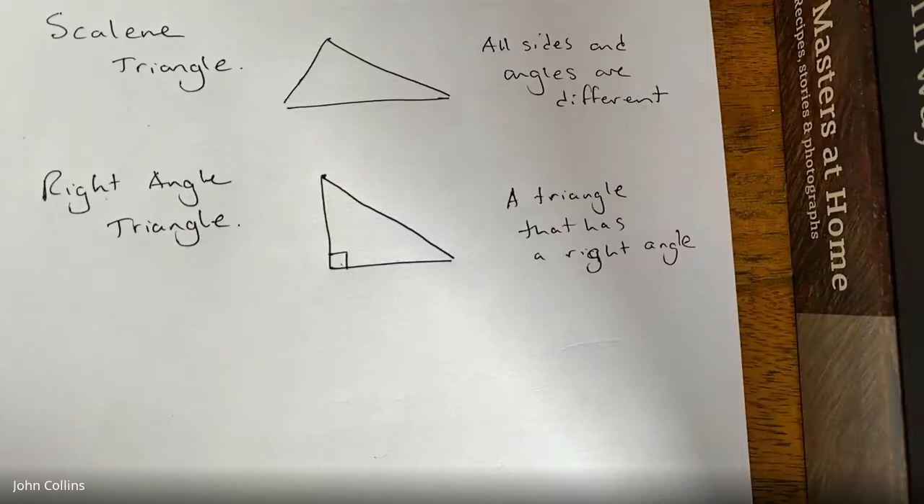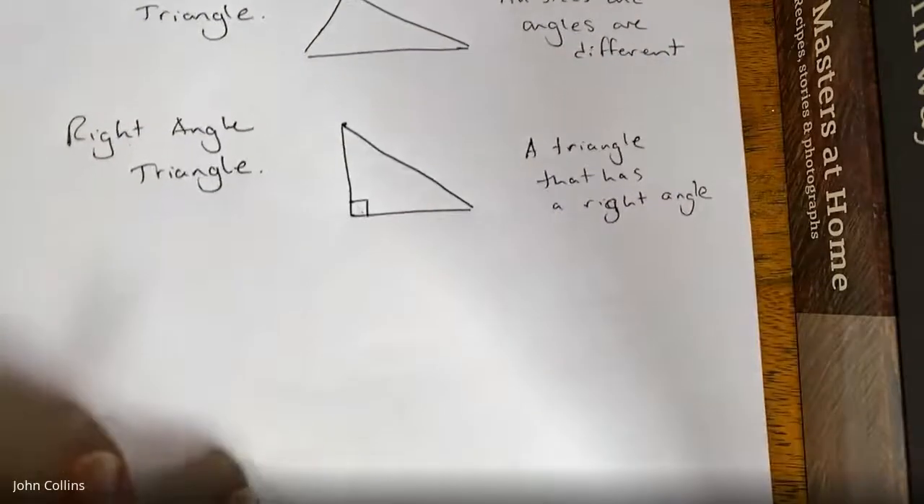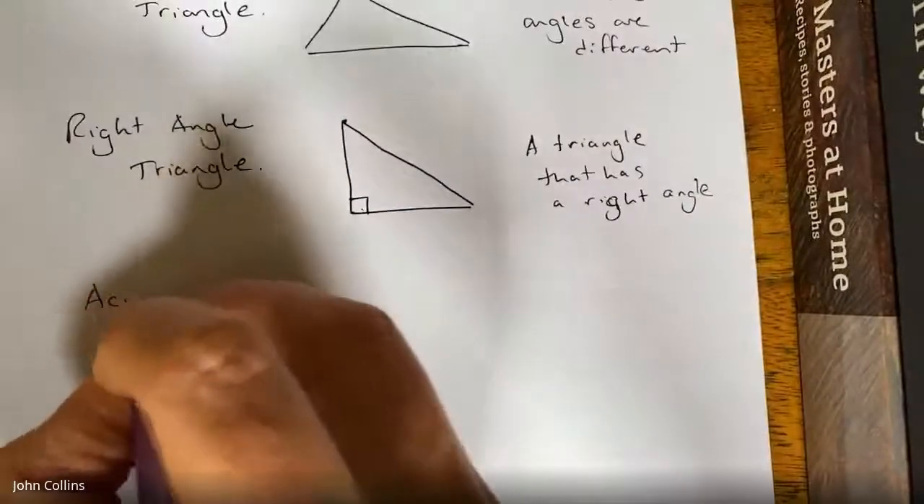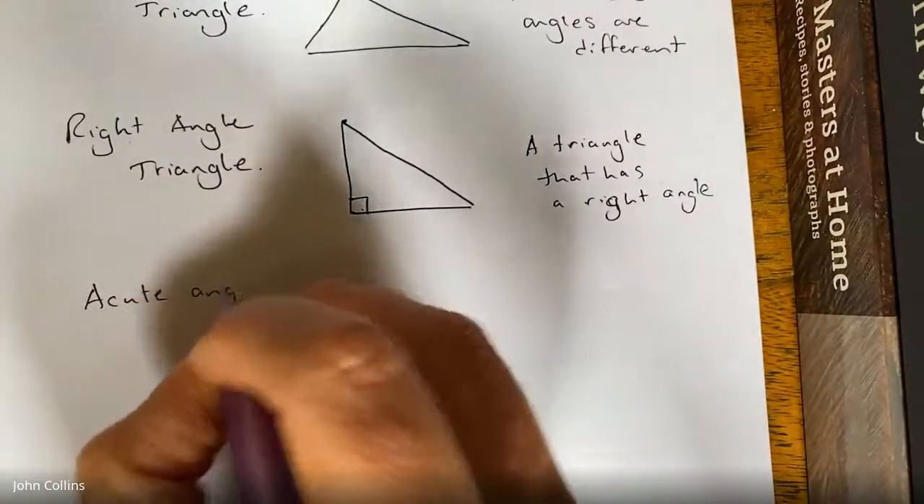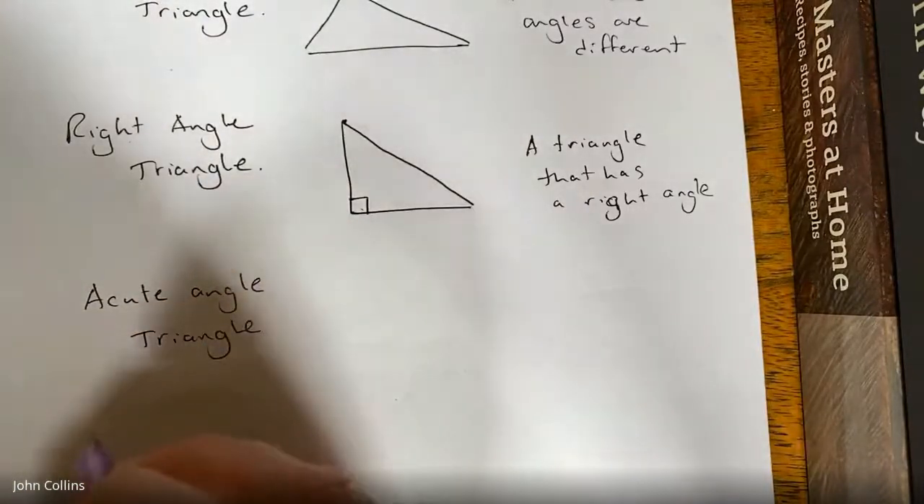Okay, any other types of triangles? I think this is all the ones that you guys came up with. There are two other types, probably not as important. There's something called an acute angle triangle and an obtuse angle triangle.